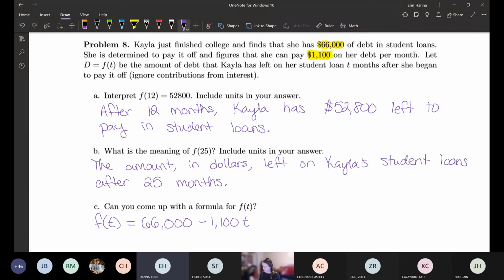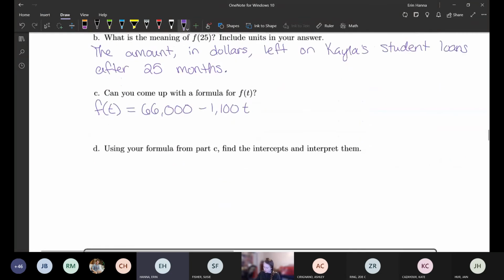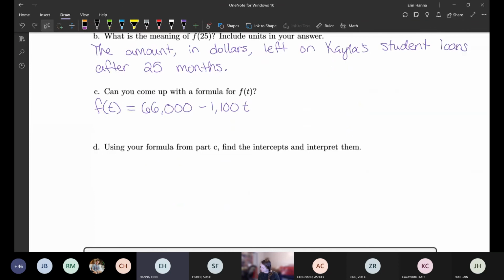Make sense? I'm going to leave this for a warm-up on Friday. So we'll do that one as a warm-up on Friday. It's kind of what we just talked about. We're going to use that function to find the two intercepts and then interpret them. But I'm going to leave that for a warm-up because I'm starting to get close to the time that I want you guys to start your quiz.